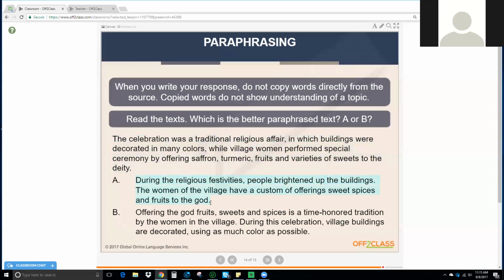During the religious festivities, people brighten up the buildings. The women of the village have a custom of offering sweet spices and fruits to the god.